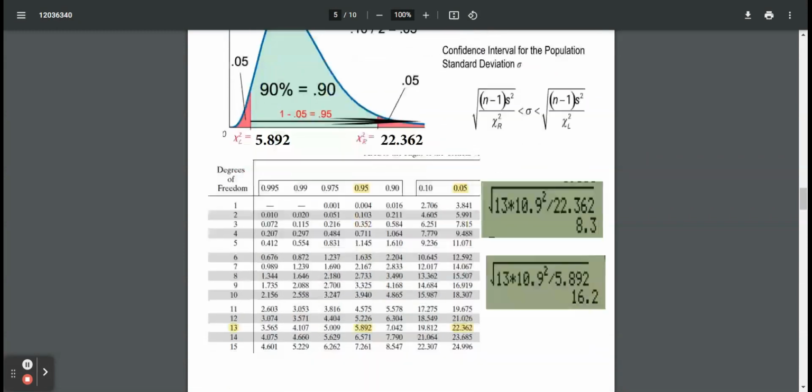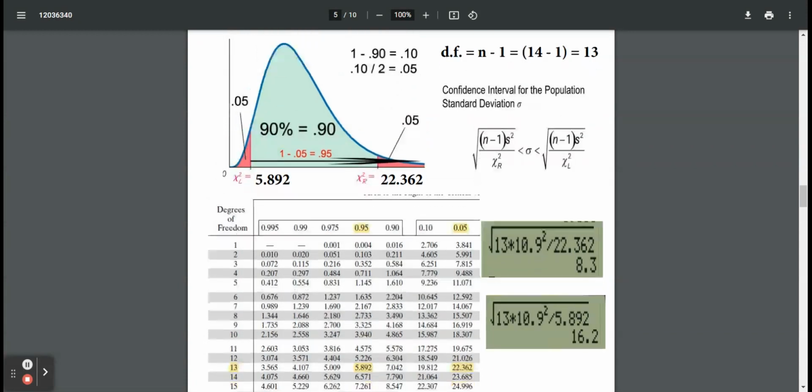So starting out with chi-squared right, the area to the right of this value is 0.05. Matching up 0.05 with 13 degrees of freedom, I'm reading my chi-squared right value as 22.362.